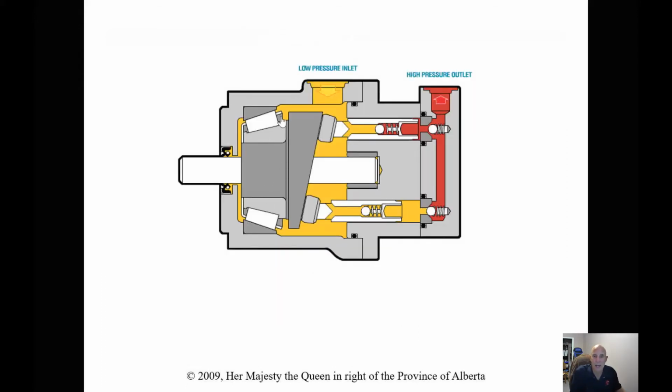So taking a look at an axial piston pump. Here's our swash plate. Now this is a fixed swash plate. As this plunger moves, it will draw oil in, and then as it rises to the top, it'll push it out.